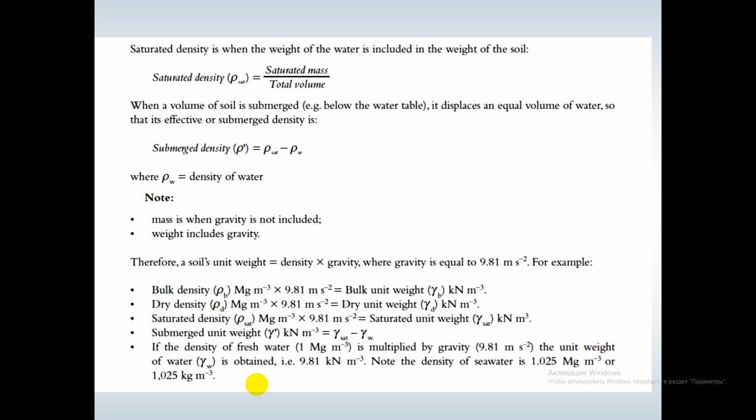When the volume of soil is submerged below the water table, you can see it displaces an equal volume of water, so that its effective or submerged density is density saturated minus density of water. And please note, mass is when gravity is not included. Weight includes gravity.